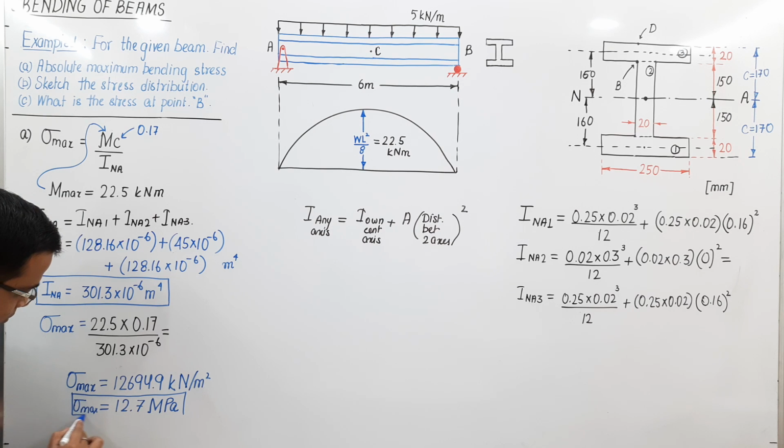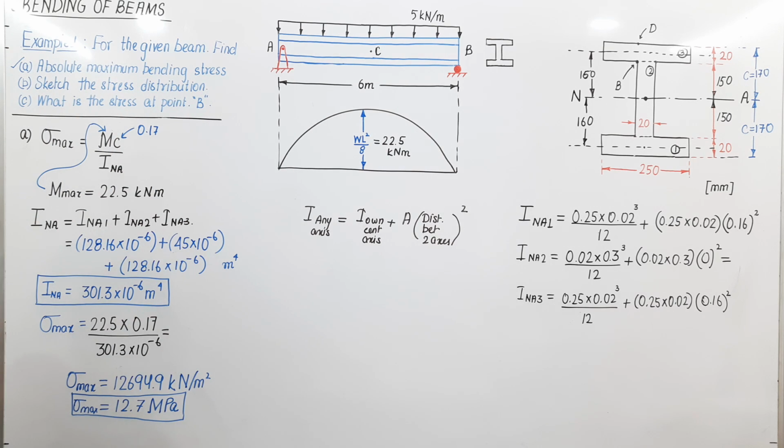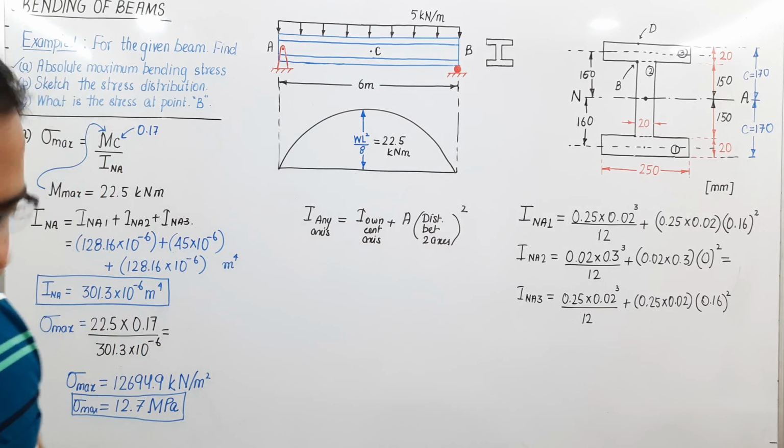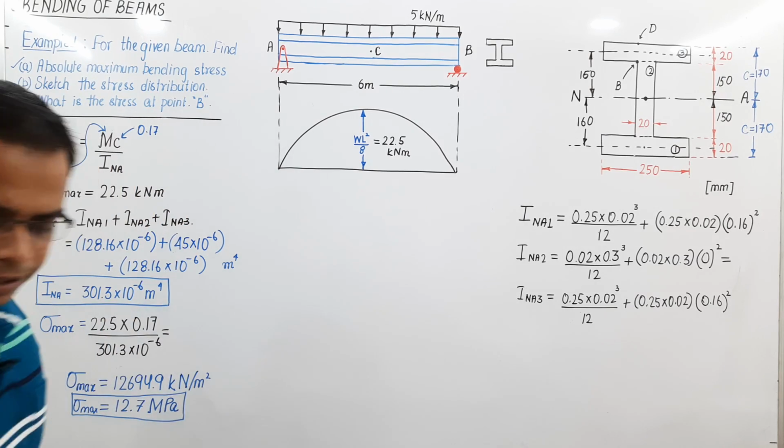Here we go. We know this has been worked out, absolute maximum bending stress. Okay, let us find this first. What is the stress at point B? Okay, stress at point B.